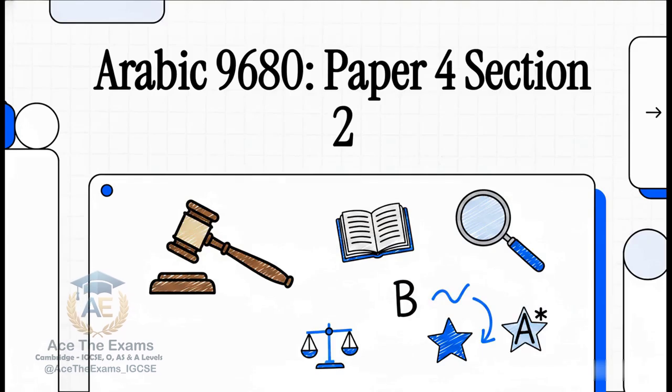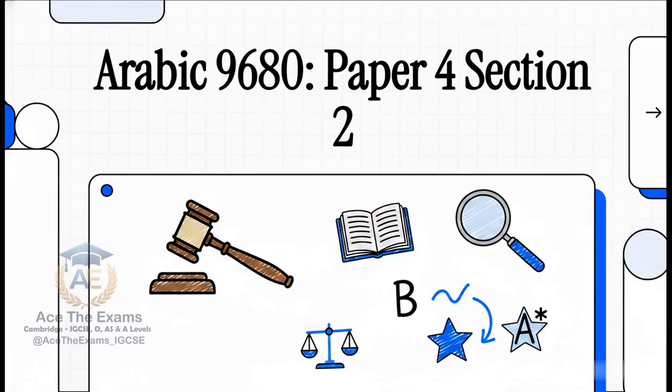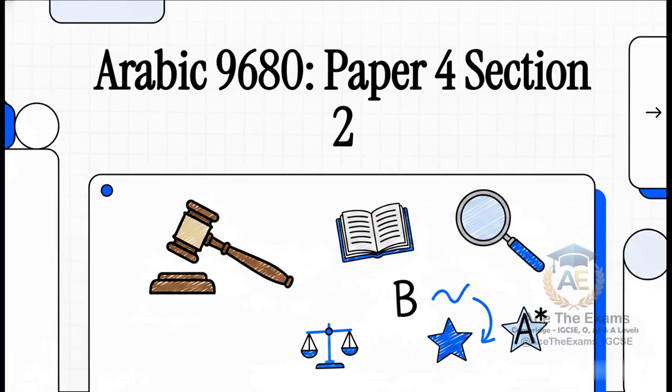All rise. Welcome to the Explainer Courtroom. I'm going to be your presiding judge today, and we are officially putting the Cambridge AS and A-Level Arabic 9680 syllabus on the stand. Specifically, we're zeroing in on Paper 4, Section 2, essay questions.